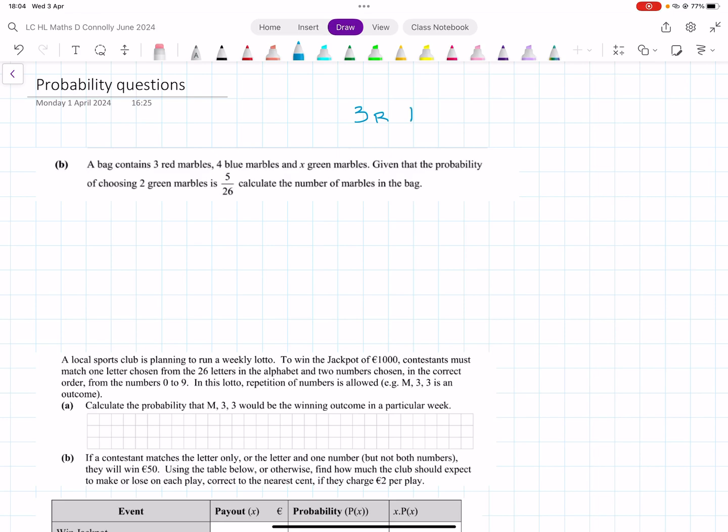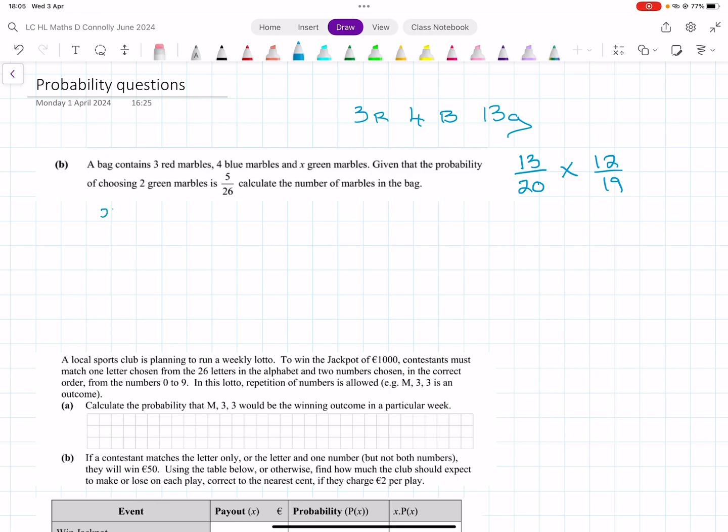So let's say it was 3 red, 4 blue, and, I don't know, 13 green, something like that. What would be the probability? The probability of choosing first one green would be 13 out of 20, and the second one green would be 12 out of 19. Okay.